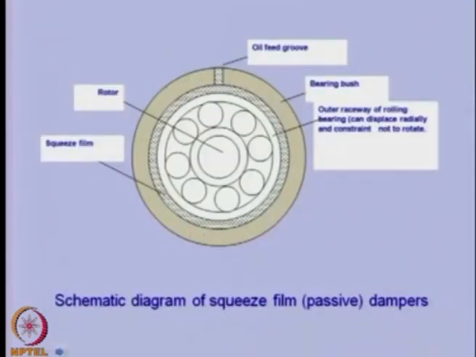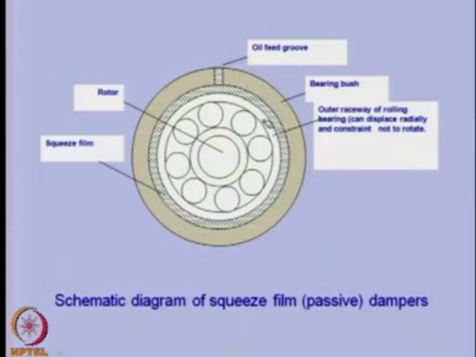So, this is one bearing. Actually, this is a squeeze film damper, which is a passive damper. You can see that inside is some kind of rolling element bearing. The shaft is attached to the inner raceway of the bearing. These are rolling elements, and then here is the outer ring, and there is another casing here. In between this, there is a fluid cavity.